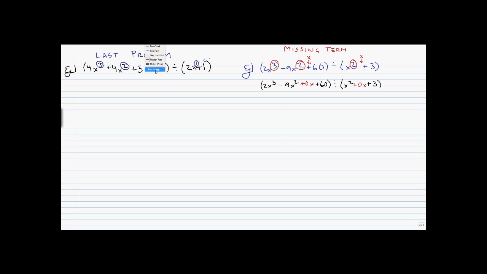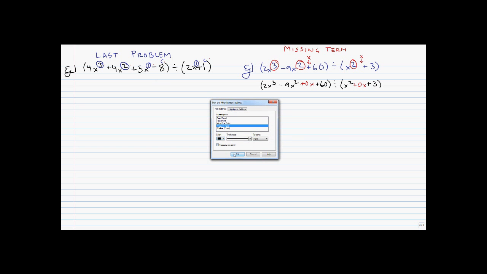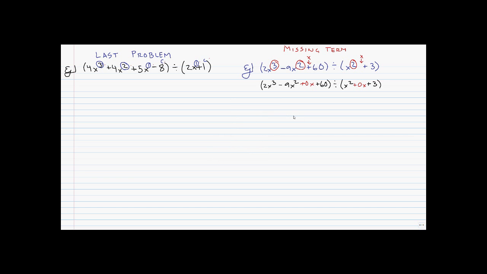So I'm going to again change pens. Let's go back to black. And now let's actually do the division and see what happens. So from here, there's my little division line. We got 2x cubed minus 9x squared plus 0x plus 60, and then we're dividing by x squared plus 0x plus 3.